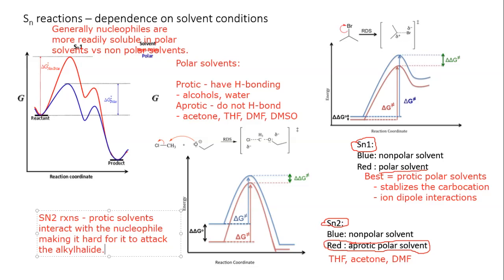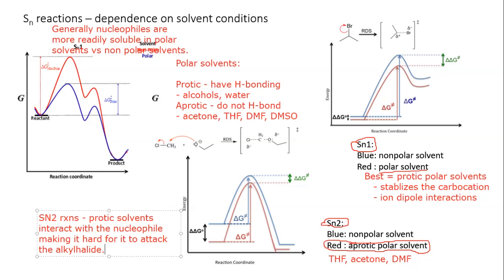They help lower the activation energy the best. Now, if you use a protic solvent, this interferes somewhat with the nucleophile by forming an ion dipole interaction between the nucleophile and the protic solvent, which makes it a little bit harder for the nucleophile to attack the alkyl halide because it's being preoccupied with the solvent. So again, in summary, for solvents, substitution reactions prefer polar solvents over nonpolar solvents because generally nucleophiles are more readily soluble in polar solvents versus nonpolar solvents.